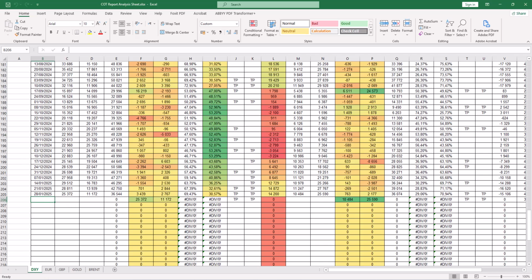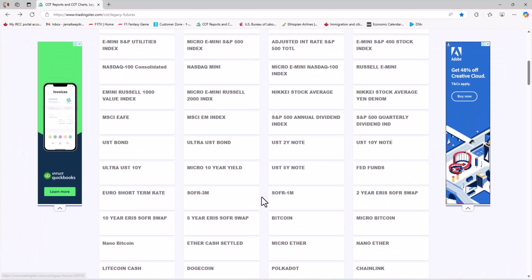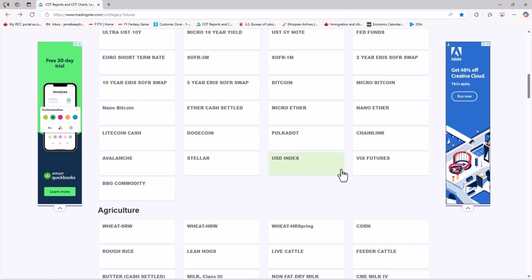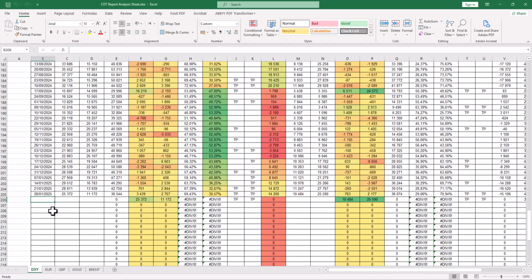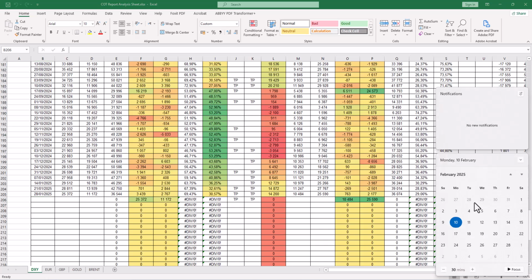We're going to have to capture the COT report numbers for DXY, the US dollar index. As you can see, I already have data from the 28th of January and the 20th of January. So the report that we are capturing right now is from the 4th of February.